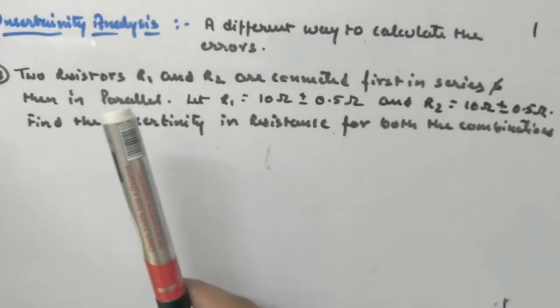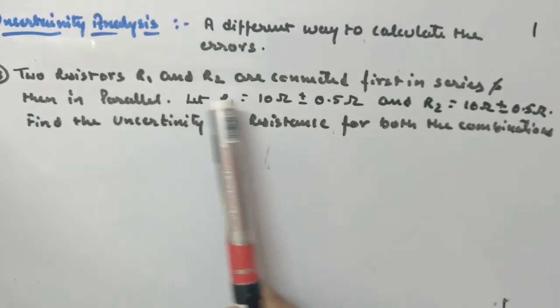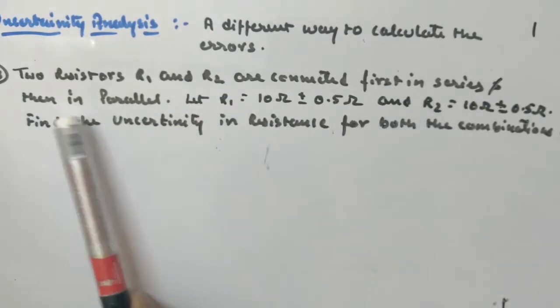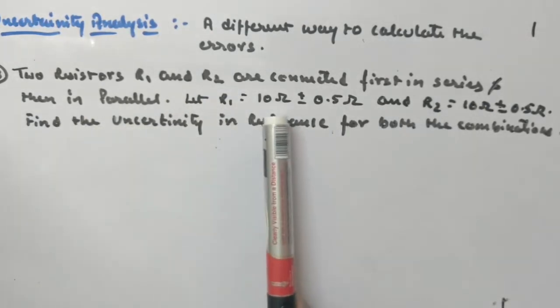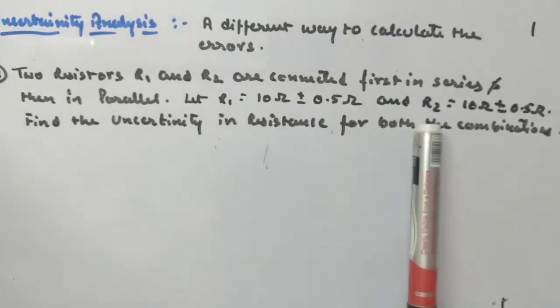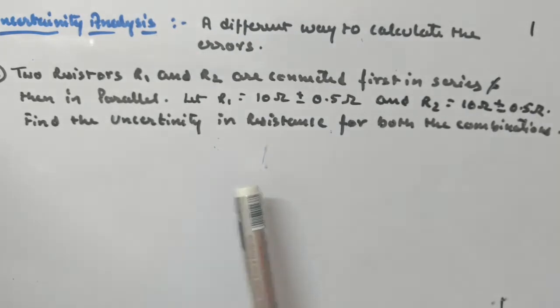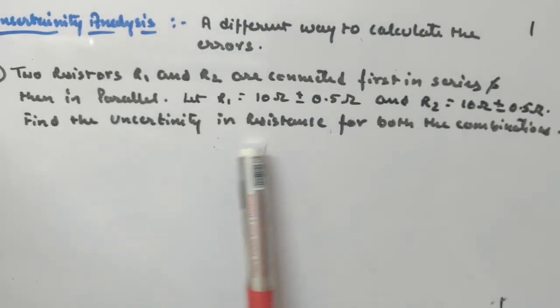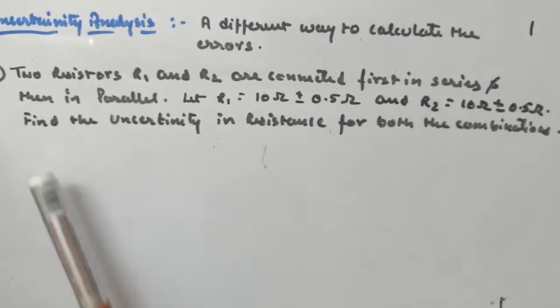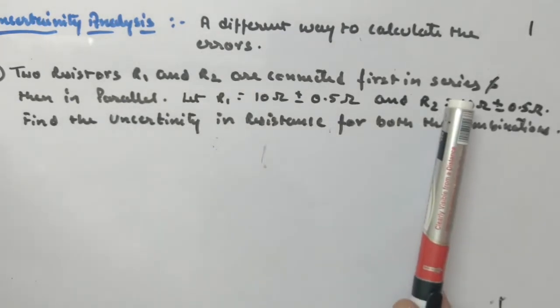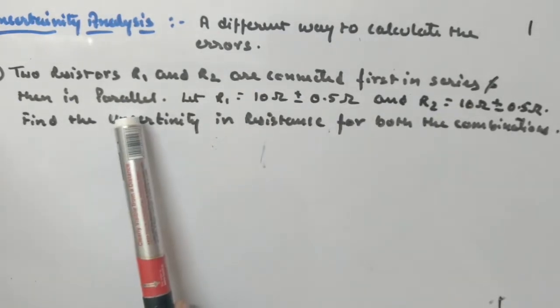Okay, let's see the next question. It is given that two resistors R1 and R2 are connected first in series and then in parallel, where R1 is equal to 10 ohm plus minus 0.5 ohm and R2 is 10 ohm plus minus 0.5 ohm. Then find the uncertainty in resistance for both the combinations. First is when it is connected in series and then when it is connected in parallel.